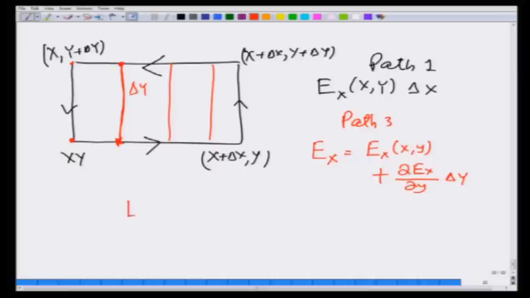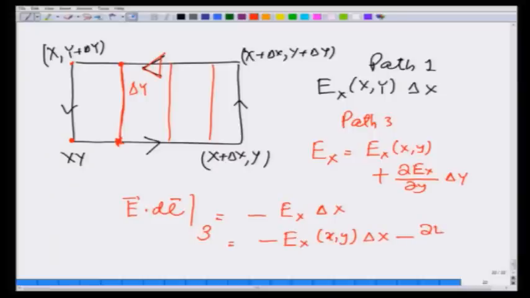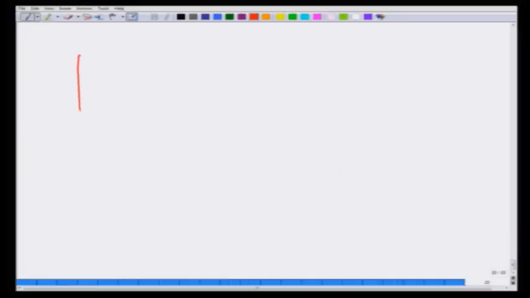So, E dot dl over 3 is going to be, now notice that dl is in the negative x direction. So, this is going to be minus E_x delta x, which comes out to be minus E_x(x, y) delta x minus partial E_x by partial y delta y delta x. Similarly, over path 4, which is this path, this is (x, y) plus delta y, (x, y). Everything is over at point x.